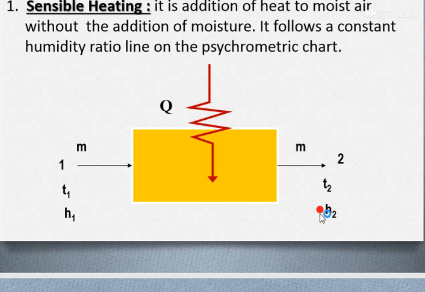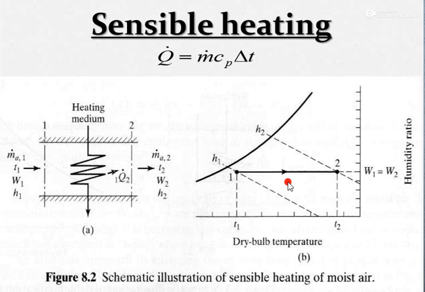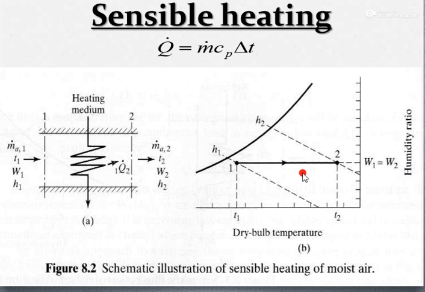So obviously it is a heating process. So temperature T2 will be higher than temperature T1, and enthalpy will also be greater than H1, that is H2 will be greater than H1. Mass will remain constant because from the continuity equation or conservation of mass, the mass going inside will be equal to mass coming outside. So on the psychrometric chart we will see how this is being represented.